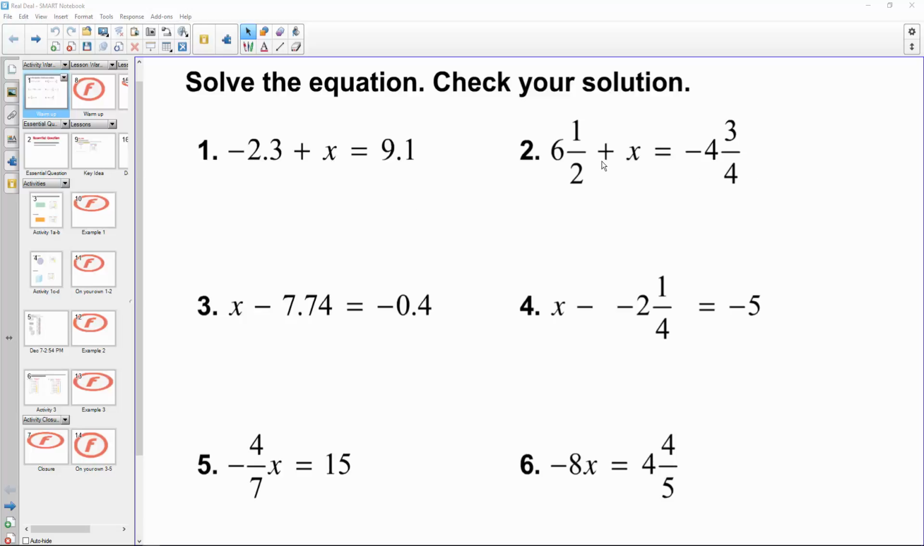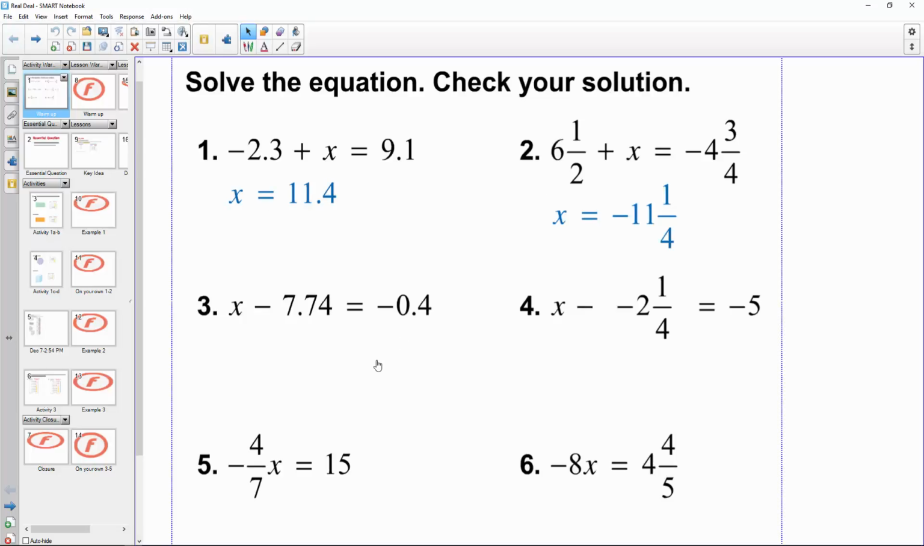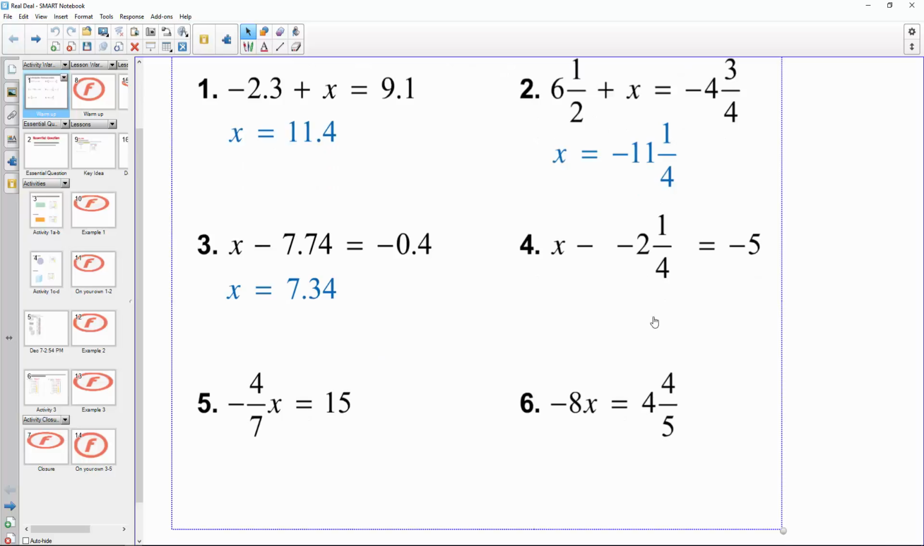So we're going to solve them algebraically. I'll give you a moment to do that. All right, so here are the answers. So x equals 11.4, negative 11 and 1/4, 7.34 or 7 and 34 hundredths, negative 7 and a fourth, negative 26 and a fourth, and finally negative 3/5.